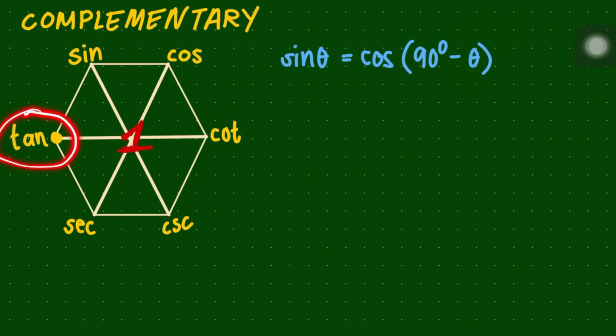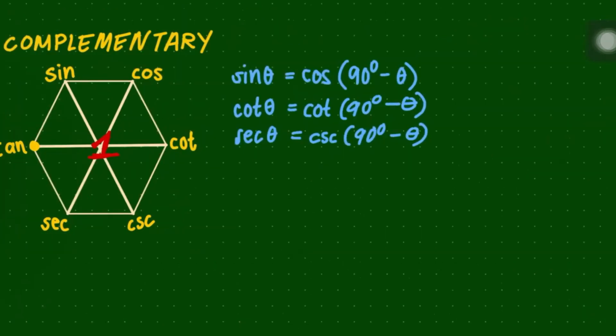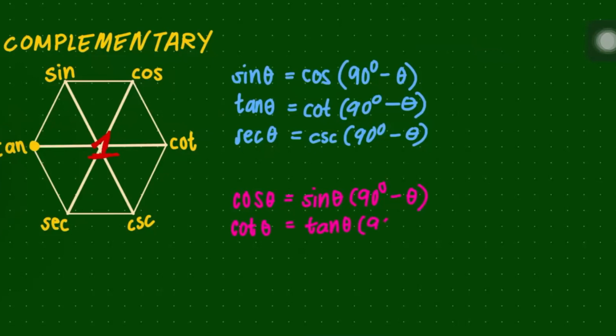Next, let's do tangent, then secant later. So tangent is complementary to cotangent. The same process applies if you want to interchange the two. There, that's it for the complementary angle.